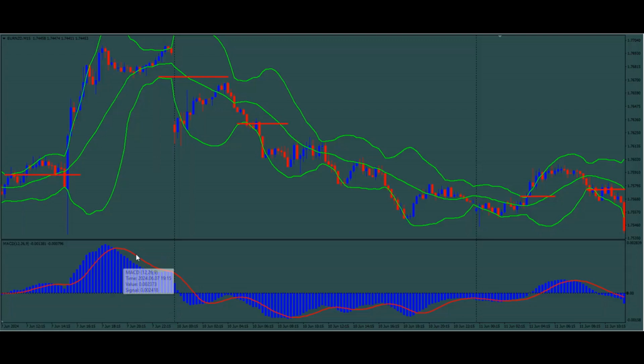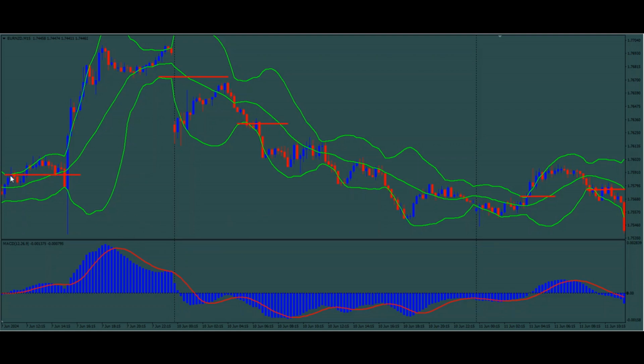MACD is a momentum indicator which gives you the opportunity to know when there is momentum in the market. When the MACD is getting less, it means there is less momentum in the market. And when the MACD is increasing, it means there is high momentum in the market. Once you see the MACD increasing and all of a sudden it gets stuck and starts decreasing, this tells you there is less momentum in the market, and it is a good opportunity to consider taking your profits and looking for another opportunity.